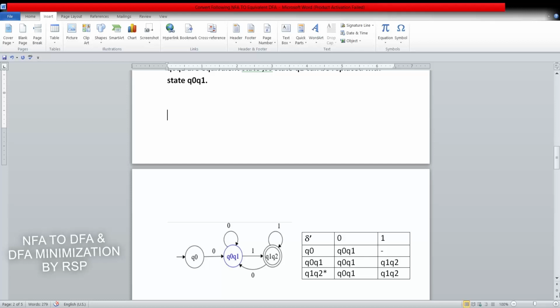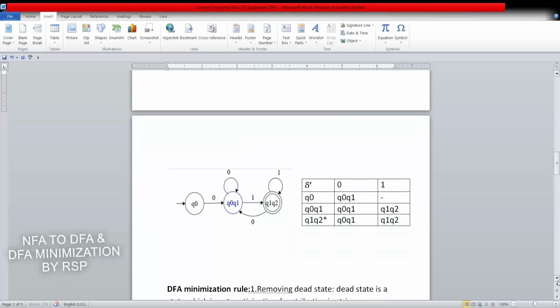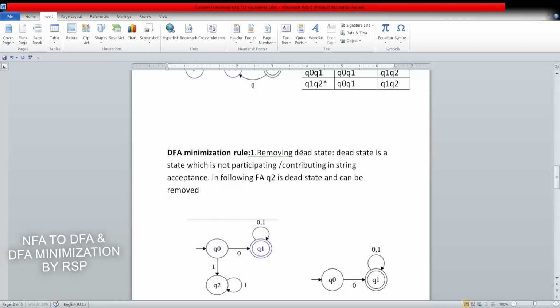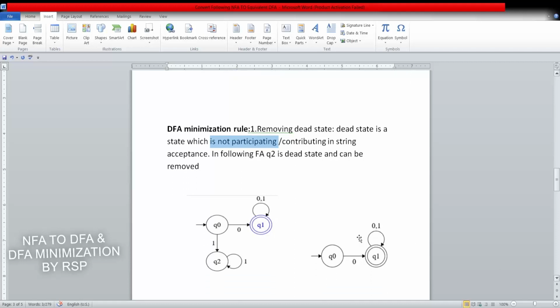This is the minimized DFA, but first we will see the rules of DFA minimization. So the first rule is what? There is a concept of dead state. So if a dead state is present in the DFA, we should remove this dead state from the DFA. So dead state is what? Which is not participating or which is not contributing in string acceptance. So for example, here you can find this is a DFA, Q0, Q1 and Q2, but you can find Q2 is not taking part in string acceptance, okay, as there is no further way to reach the final state.